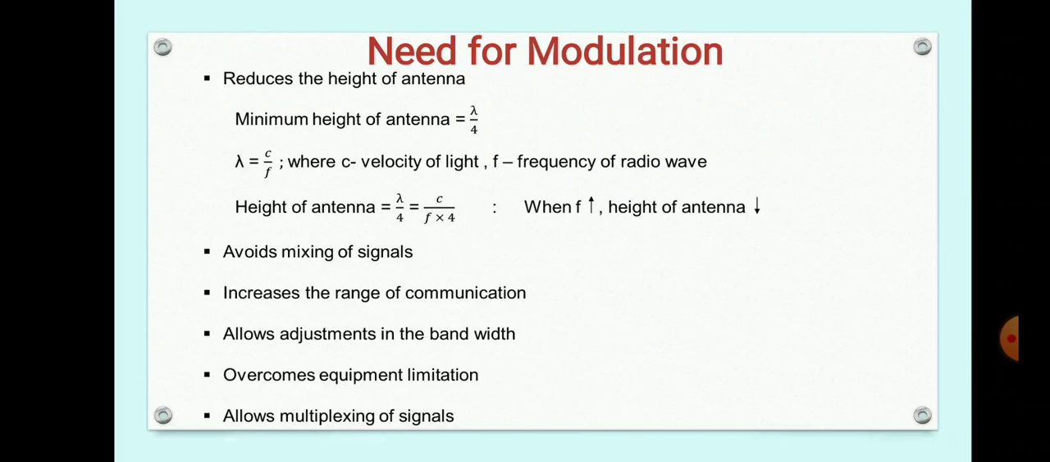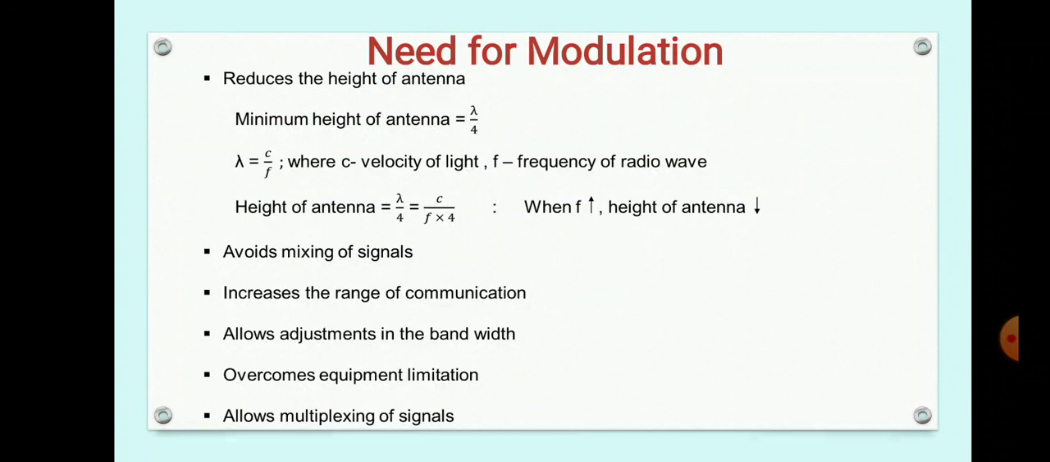So substituting lambda equal to c by f, we will get height of the antenna is equal to c divided by f into 4. That means when frequency increases, height of the antenna decreases. So by the process of modulation, we are actually increasing the frequency of a signal. So when the frequency increases, height of the antenna decreases according to this equation. So next is the modulation avoids mixing of signals. Our modulated signal which is sent through the space will not mix up with another signals.